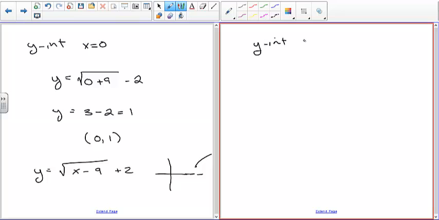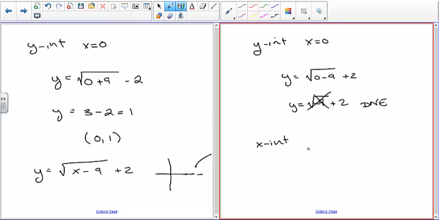So for the y-intercept, you set x equal to 0. So you get y equals the square root of 0 minus 9 plus 2. Y equals the square root of negative 9 plus 2. And you'd say, I can't take the square root of a negative number. So this does not exist. Therefore, there is no y-intercept.